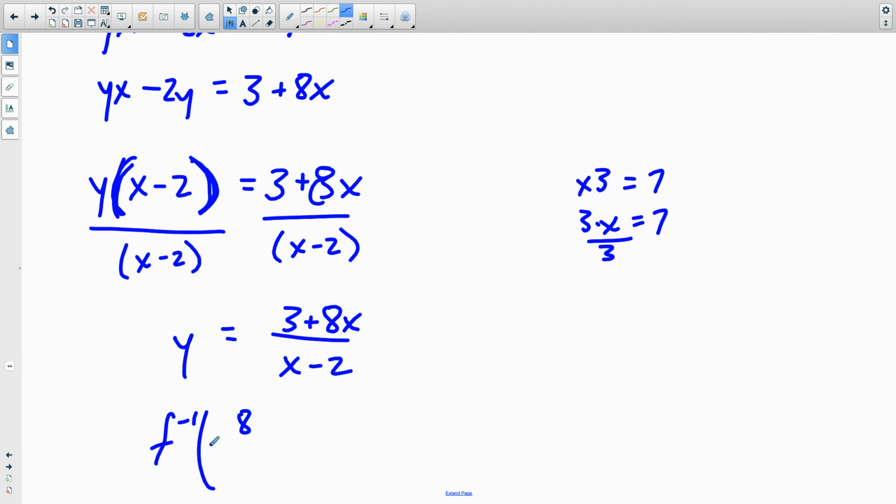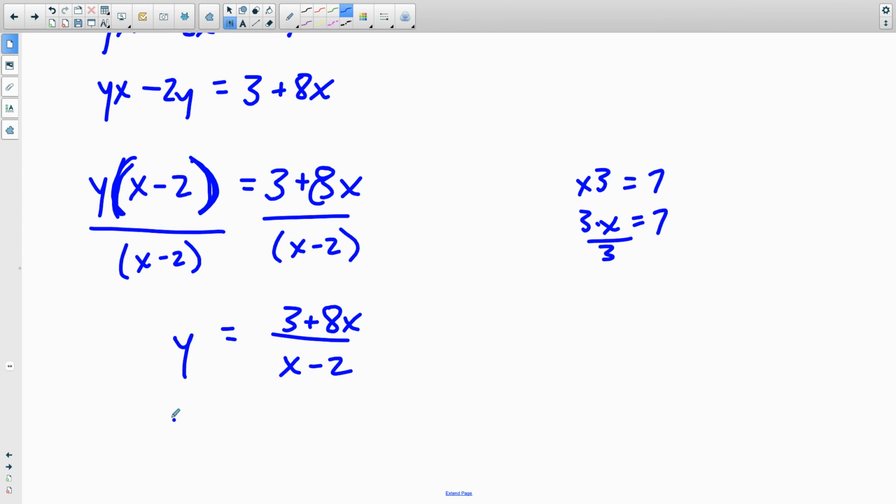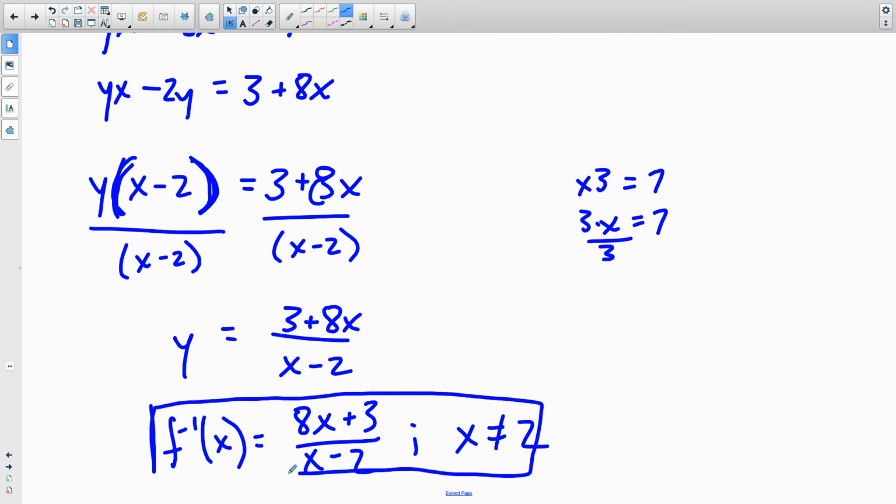I'm going to write, oops, sorry, I screwed that up. Give me a sec. The last thing that I like to do when I'm finding inverses is write this as the inverse function of f, and then I'm going to write my x terms first. So I'm switching the 3 and the 8x, which is fine, and then I have x minus 2. Now, we also have to say here that x cannot equal 2 for the inverse, because we can't let that denominator be zero.